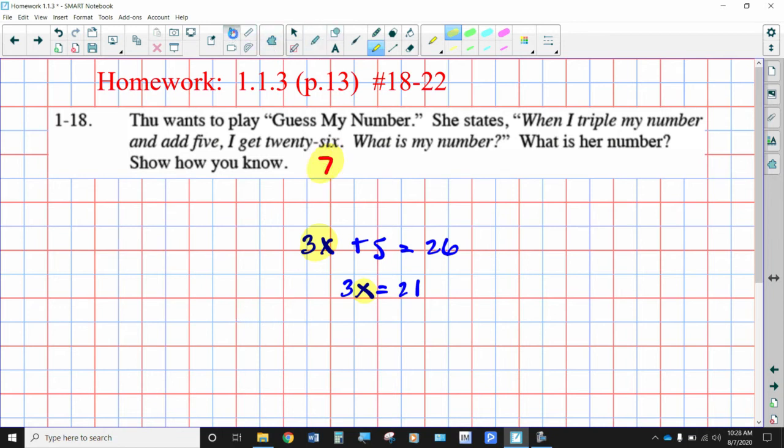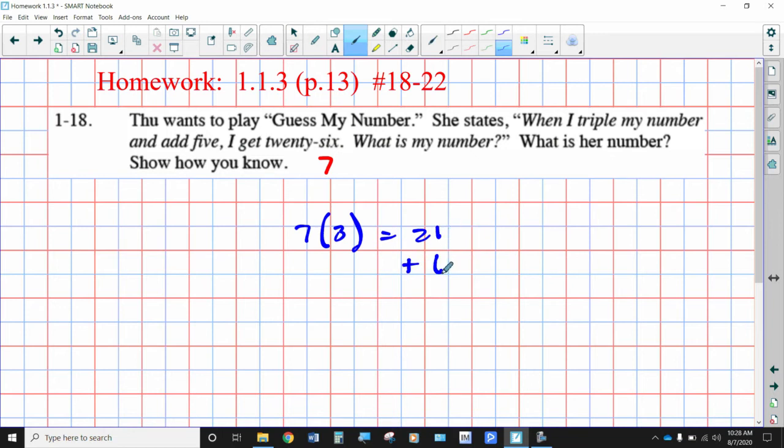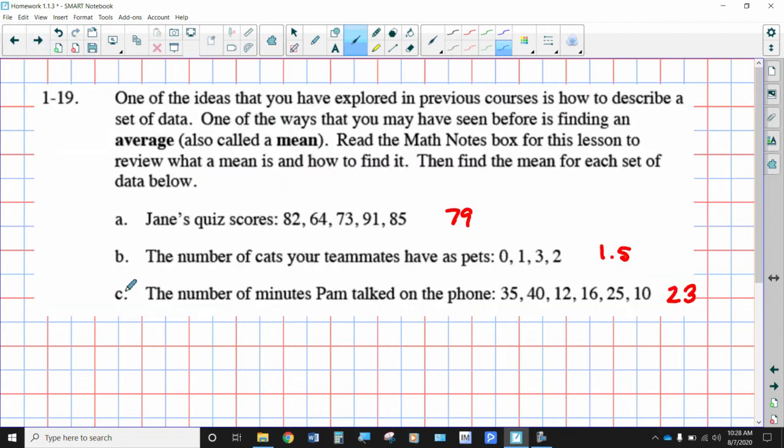So we can always check that. I'm going to take my number and triple it, and I'm going to get 21. Then when I add 5, I get 26. And that's what we're supposed to get. Yes, that works, even though my 5 is very sloppy. Okay, so that proves that the answer we got was correct.